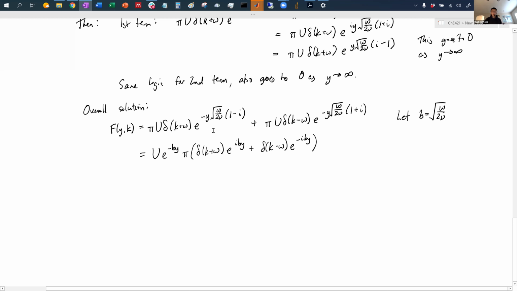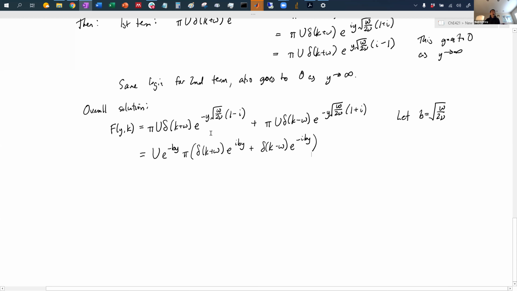Maybe you guys can kind of see how everything falls out. This term I can spread out into an e to the minus by times e to the plus i by. And this one similarly, I'm just factoring out an e to the minus by. Okay, that's our overall solution.